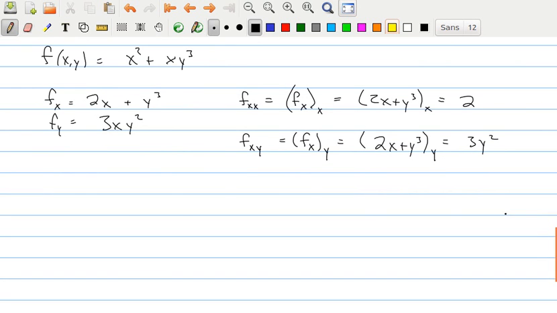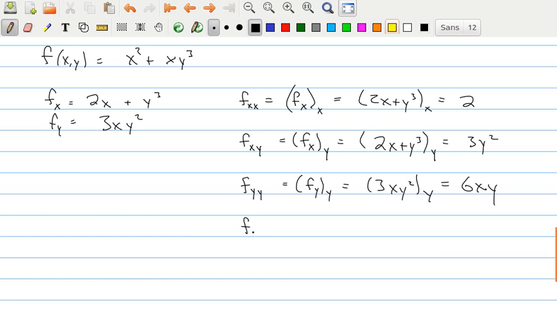Let's do the other 2 mixed order partials. We also have fyy, and this is the partial of f with respect to y again. So the partial of f with respect to y we just did up here. So this is 3xy squared with respect to y. Now we take its partial, so we do the power rule, we get 6xy.